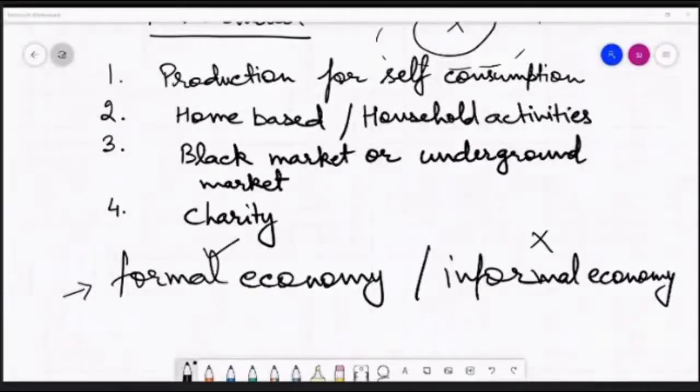Is the personalized tea stall included or not? No, it is not, because it is an informal activity. But if you go to Haldiram's or registered shops, if suppose McDonald's is selling you tea, then definitely it is a formal activity and it is included. And the daily labor from the Mandi market, is it considered part of GDP?